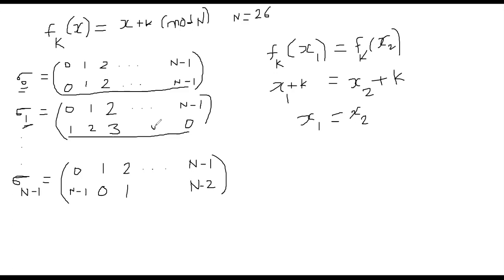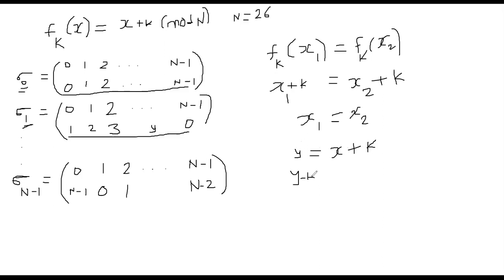Okay, let's take an element y. And how can we get back the input x? Easy, right? How was y generated? y was generated by computing x plus k mod n. I'm not writing mod n again and again. And we can rewrite this as y minus k is x.